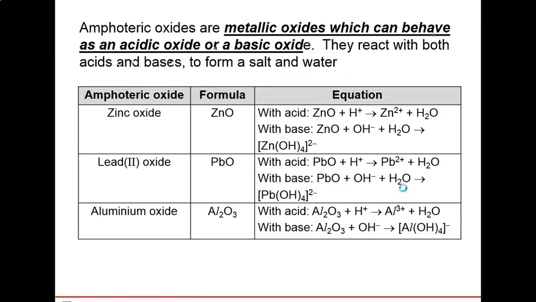Which now brings me to amphoteric oxides. So these are metallic oxides which can behave either as an acid or as a base, depending on what is the other reactant. Okay, depends on what is the other reactant. There are three main amphoteric oxides which you need to know: zinc oxide, lead oxide, aluminum oxide. So let's take a look at the equations here.